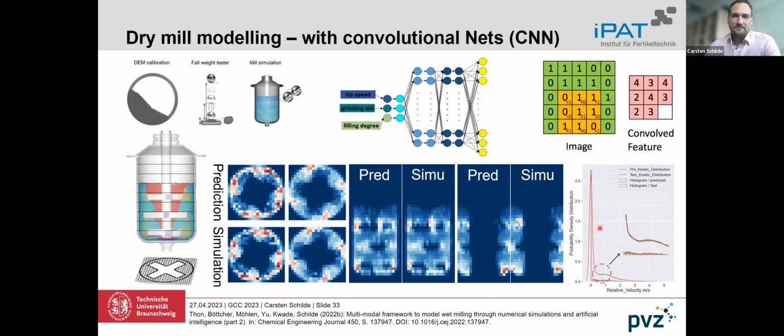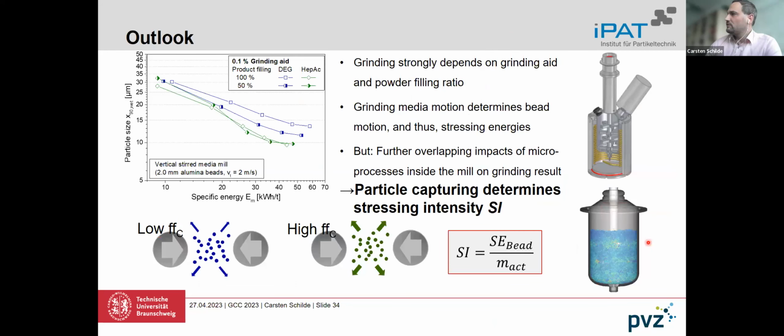Much better results of our prediction compared to our simulation. So here we have the velocity distribution within this mill, a bimodal distribution. And if we search for differences between the three-dimensional velocity prediction and the simulated values, they are quite small. They are here in this area. There are some differences, but this shows the potential of what's happening.